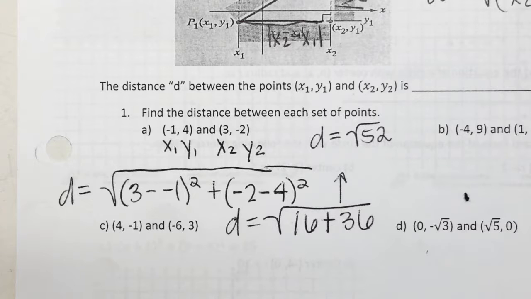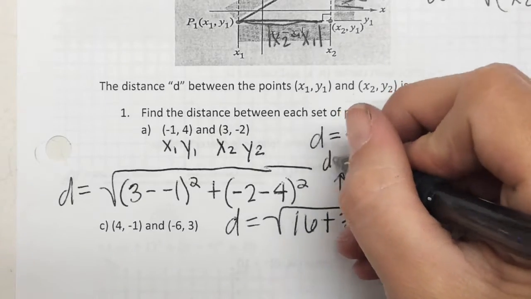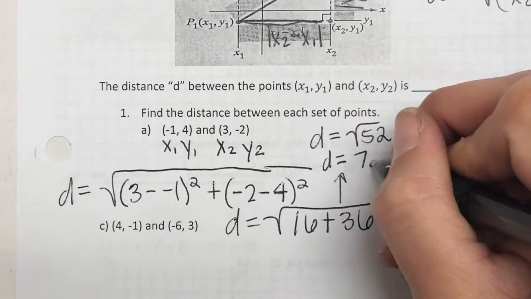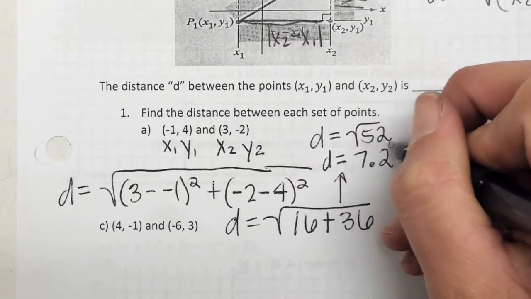And now I actually want to know the distance. So I don't want you to simplify this radical. I want you to tell me the actual value of this radical. So go ahead and type it in your calculator. And tell me what the distance would be. 7.2. Let's round to the nearest tenth. So 7.2 is correct.